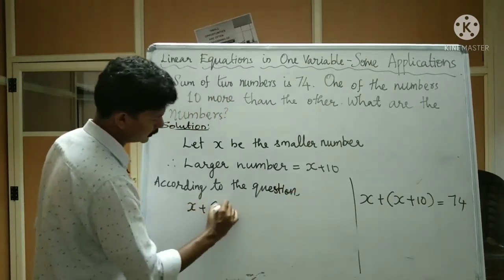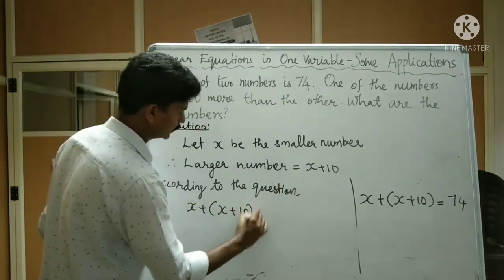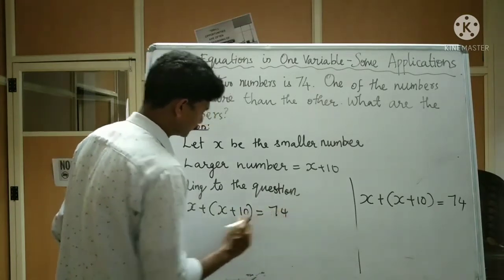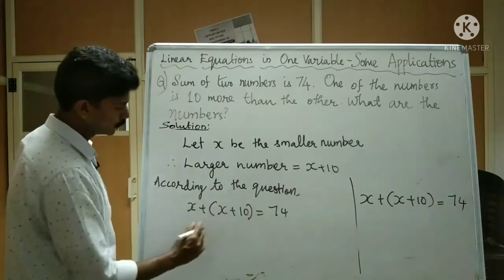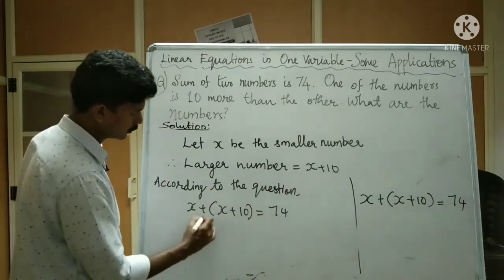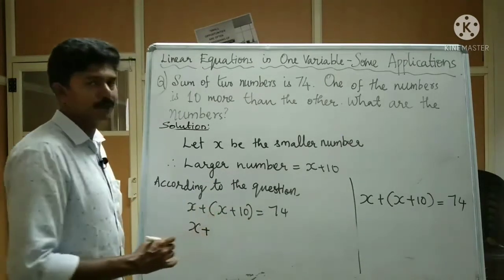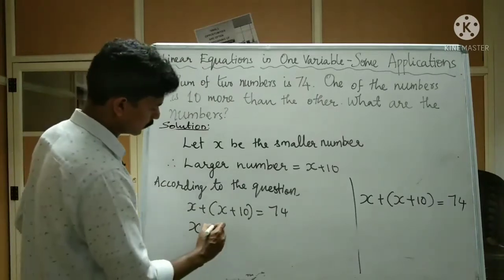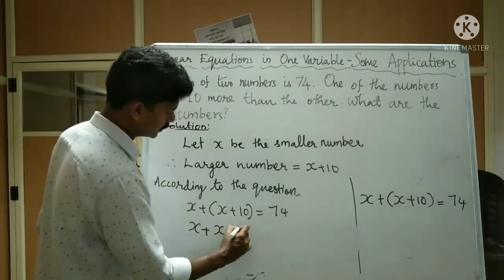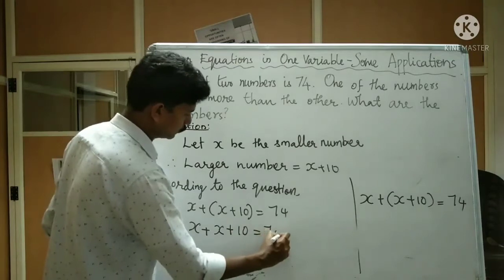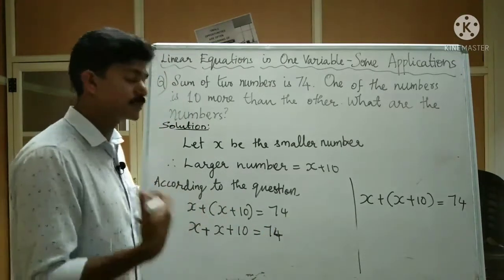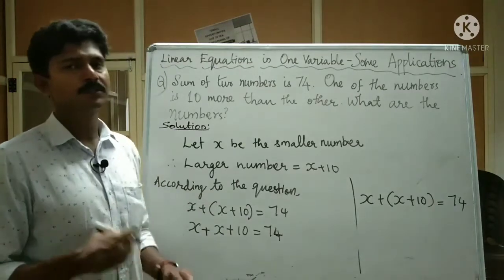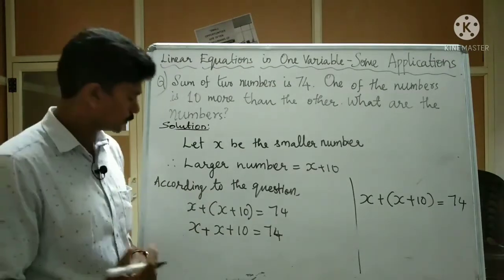As per the question, x plus (x plus 10) is equal to 74. x is the smaller number, x plus 10 is the larger number. We can remove the bracket because with a plus there is no change in the bracket, so we can write x plus x plus 10 is equal to 74. If it is a minus, then there are some changes that we will see in those types of questions.